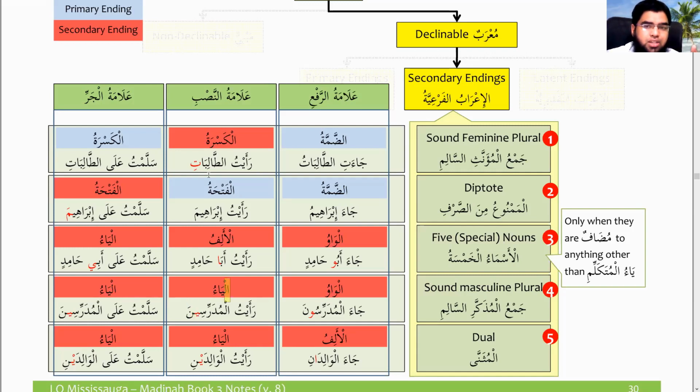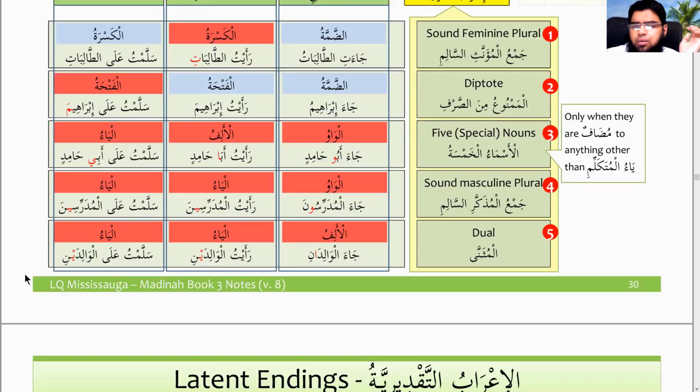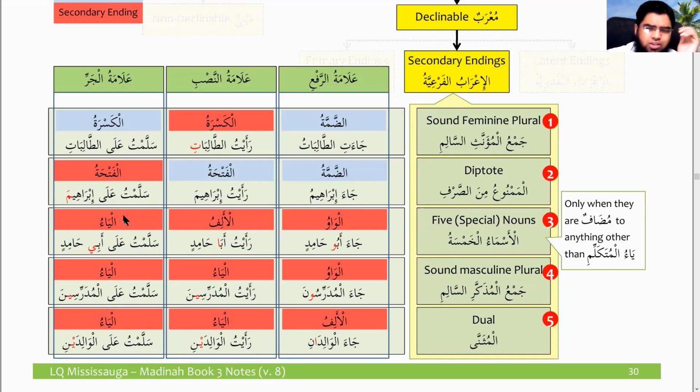And Mansub and Majrur both are with a ya. And duals also: ani, aini, aini. Alif, ya, ya. Right? We talked about it a little bit, inshallah. We'll learn about it again in the lesson also. So these are the different endings here. You see fatha, all these red ones here.